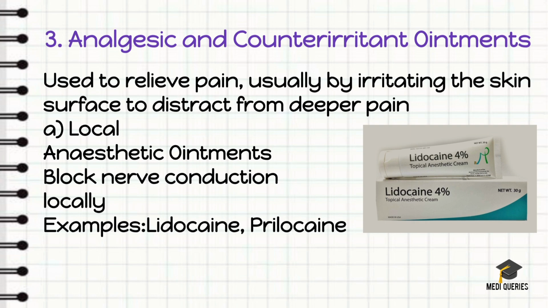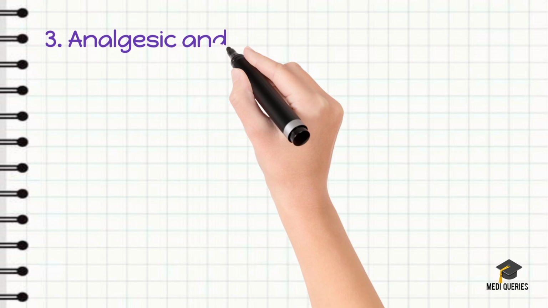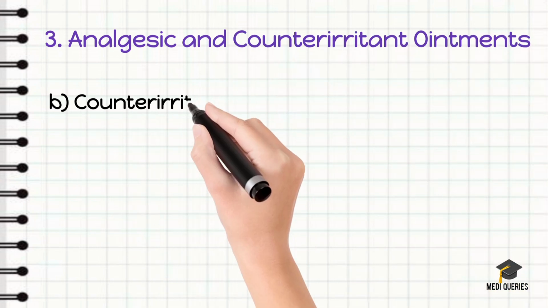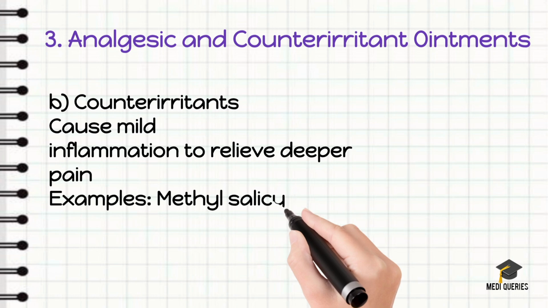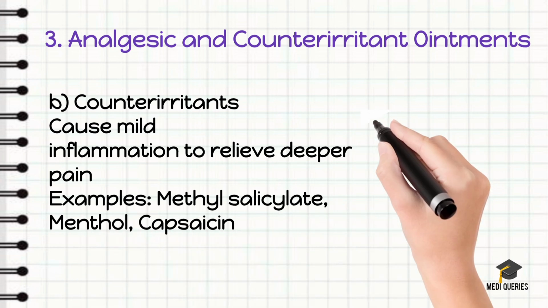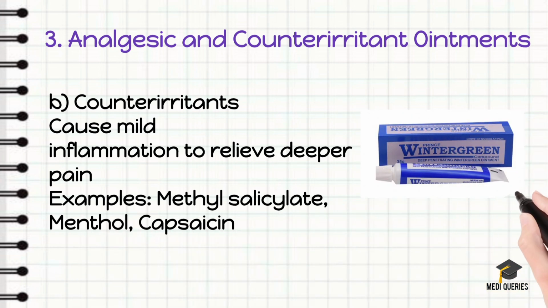Examples for these are the local anesthetic ointments and counter-irritant ointments. The counter-irritant ointments produce some sort of mild inflammation to relieve that deeper pain. Examples: methyl salicylate, menthol. And local anesthetic ointments mainly block nerve ending conduction locally and produce their action. Examples: lidocaine ointment, pilocarpine.